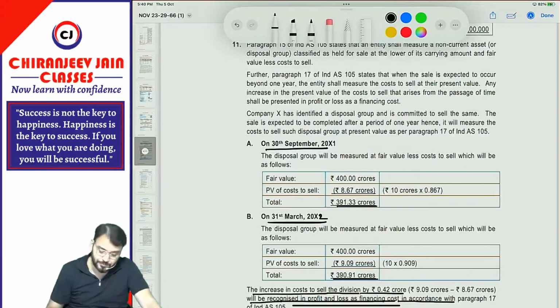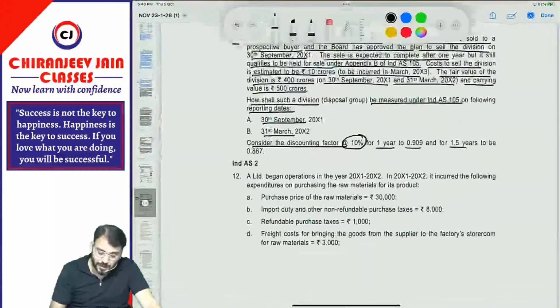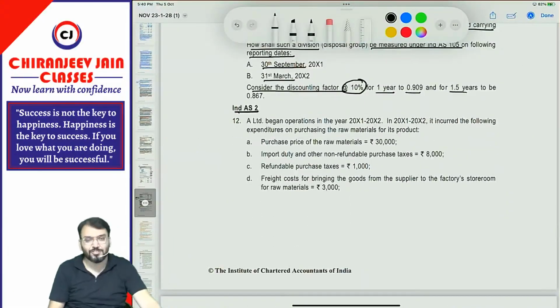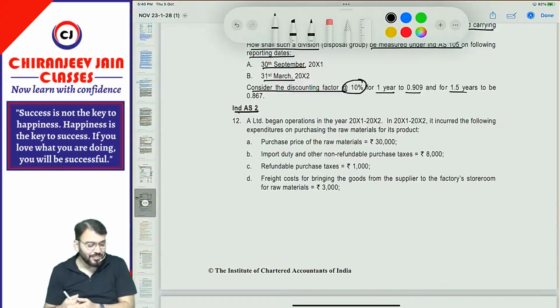Very simple. Yes, sir. Can we go to Ind AS 2? Ind AS 2, this question, I will say is a simple question, but they have given a different type of question for the first time.